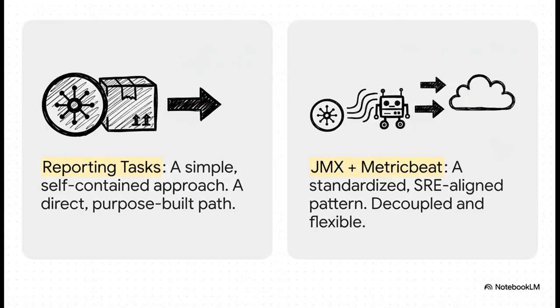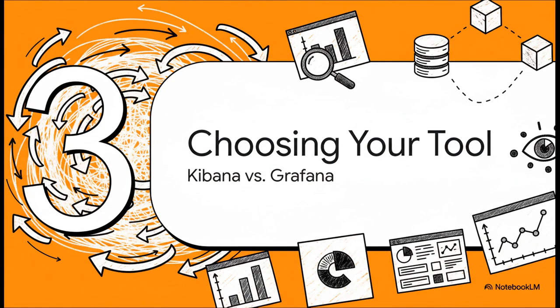Now, that first step, getting the data out, is a really key architectural decision you have to make. On one hand, you can use NiFi's built-in reporting tasks. They're simple, they're self-contained, they work. But on the other hand, you've got a more standardized industry-wide approach, using a JMX exporter with an agent like MetricBeat. This second option is what most site reliability engineering, or SRE, teams would recommend. Why? Because it's decoupled, it's way more flexible, and it prepares you to monitor your entire ecosystem, not just this one piece.